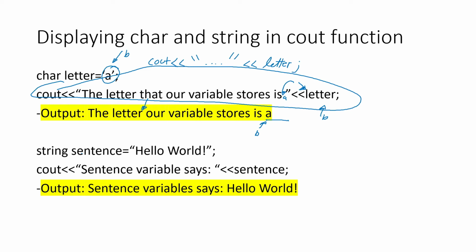Same thing with string. So we have sentence, right? We hard coded hello world. And if we want to use the cout function, we use cout. If we want to say some things in quotation marks, we can, and then we have our variable. And at the same time, we can always include more. This can be for as long as we want.